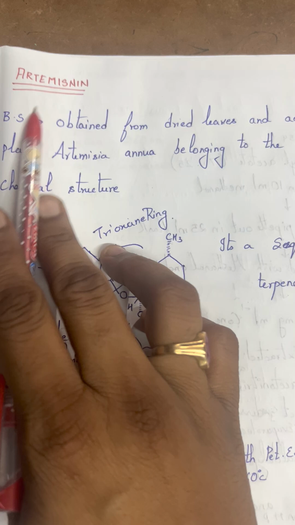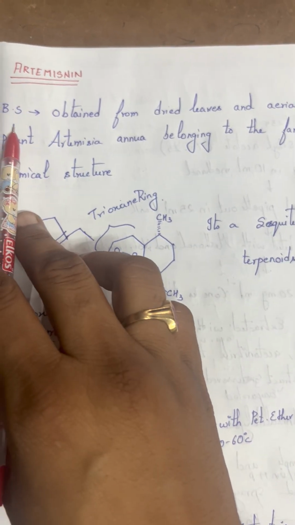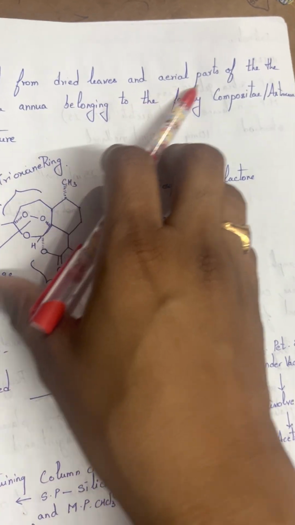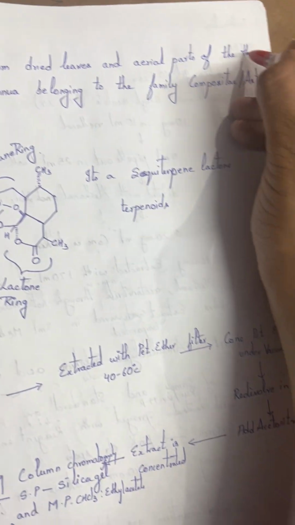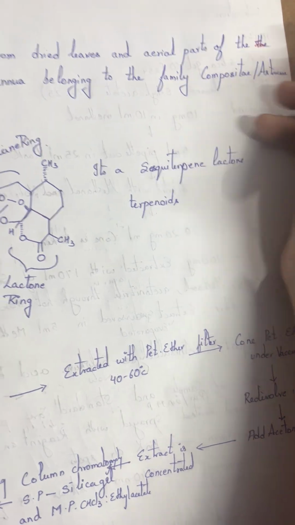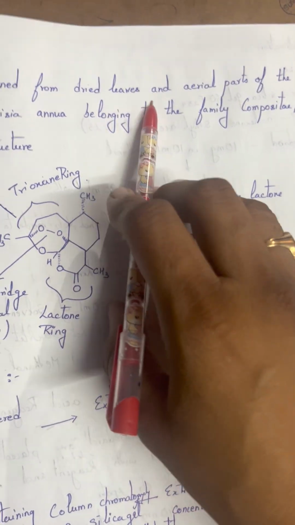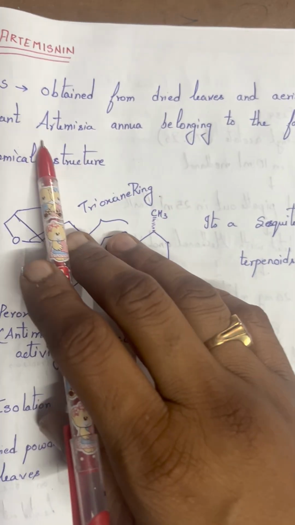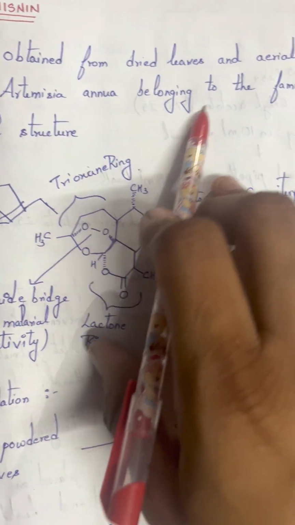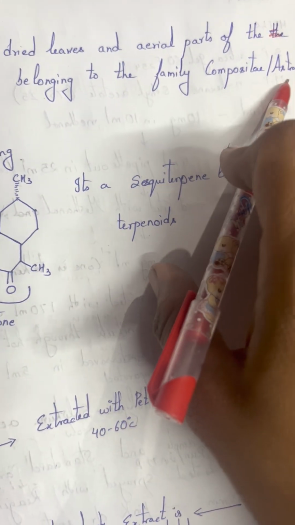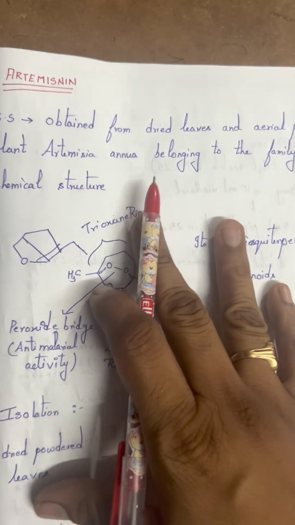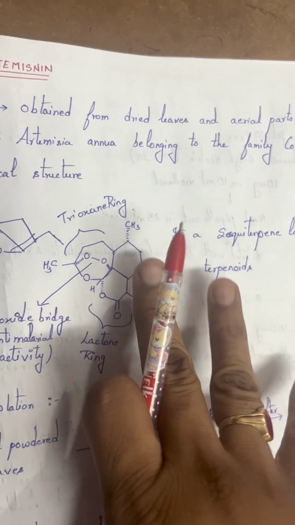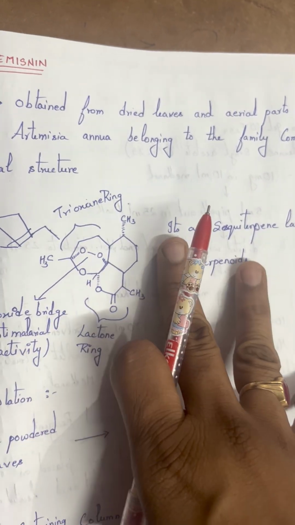Okay, next topic is artemisinin. Coming to the biological source, artemisinin is obtained from dried leaves and aerial parts of the plant Artemisia annua, belonging to the family Compositae or Asteraceae.